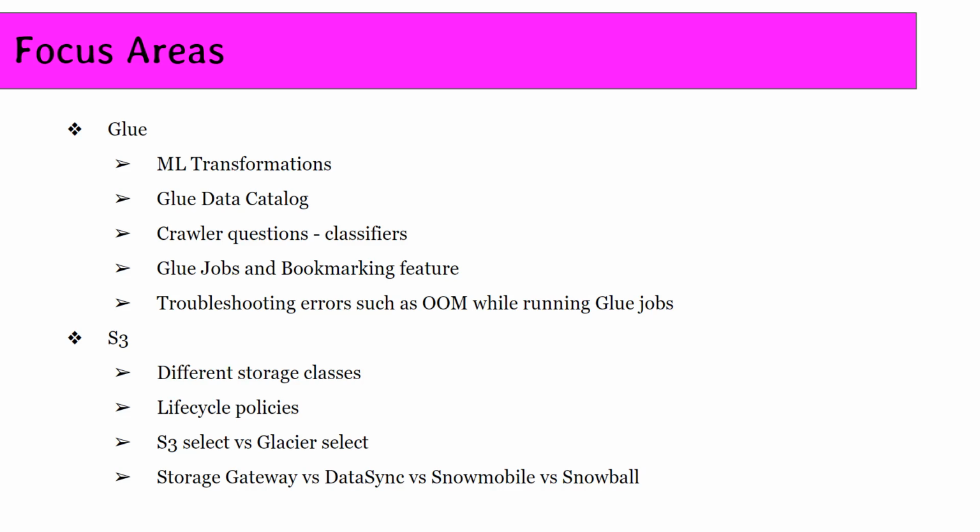S3 is very, very important. So different storage classes, lifecycle policies, then S3 Select versus Glacier Select. The last point that I already covered when I was explaining about different services. You should very well study about these 4 differences. When to choose Storage Gateway, DataSync, Snowmobile and Snowball. Because in many questions you will have a scenario like your big data is already on premises and you have to move your data into the AWS cloud. So which one is the fastest way to do that? So keep that in mind.